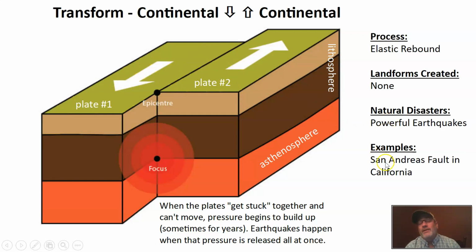We talked about this when we talked about earthquakes. We talked about two pieces of rock sliding past each other in opposite directions. For a transform boundary, this is what you're looking at. No landforms. Our process will be elastic rebound, which is of course what creates earthquakes. And our natural disaster will be powerful earthquakes. Our example that we've already talked about is the San Andreas Fault in California.